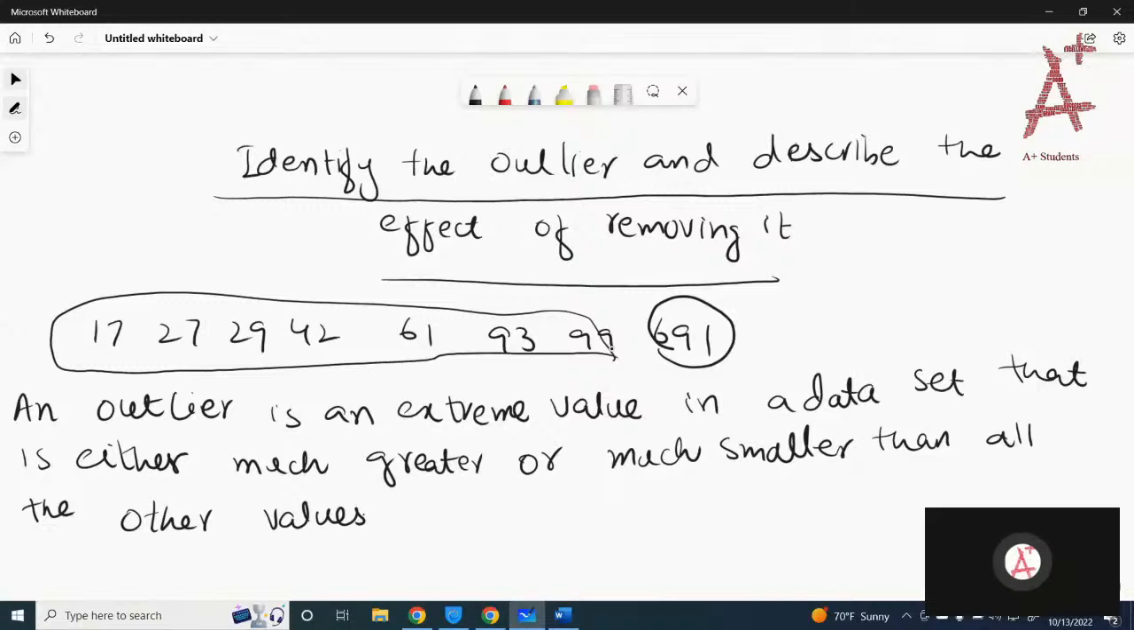If we calculate the mean of the smaller values, you would find it is less than the original mean. If you calculate the mean with 691, it is a very large value. But when you remove 691 and calculate the mean, it is a smaller number. So removing the outlier causes the mean to decrease. Got it? That is the effect of removing it. Got it now?